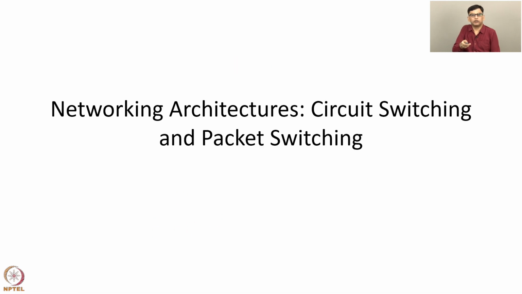We now discuss different networking architectures. Broadly, there are two kinds of architectures in a network. Circuit switching is extensively used in the telephone network, and packet switching is used in the internet. There are also hybrid architectures which use a combination of circuit switching and packet switching. So let's understand what each of these architectures means.